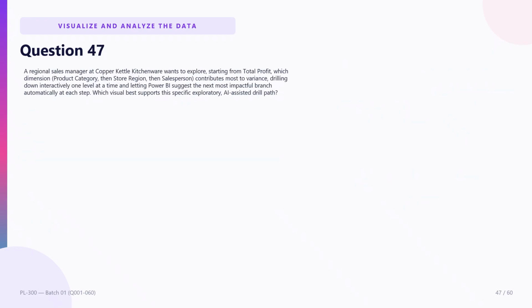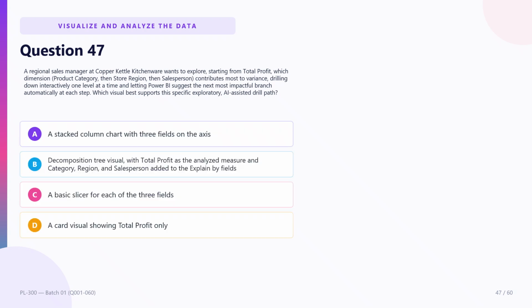Question 47. Visualize and analyze the data. A regional sales manager at Copper Kettle Kitchenware wants to explore, starting from total profit, which dimension, product category, then store region, then salesperson, contributes most to variance, drilling down interactively one level at a time and letting Power BI suggest the next most impactful branch automatically at each step. Which visual best supports this specific exploratory AI-assisted drill path?